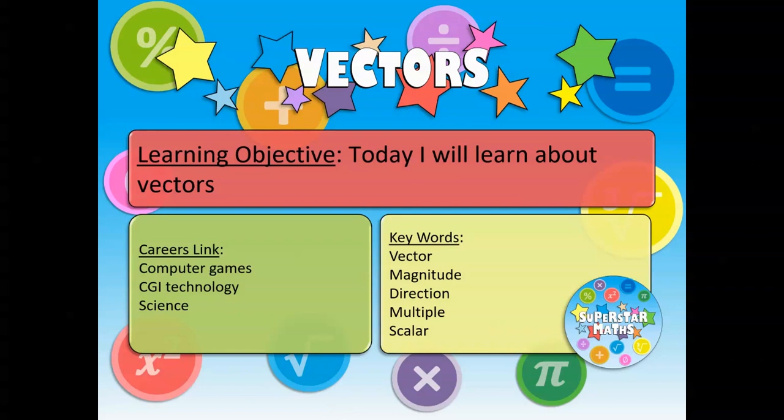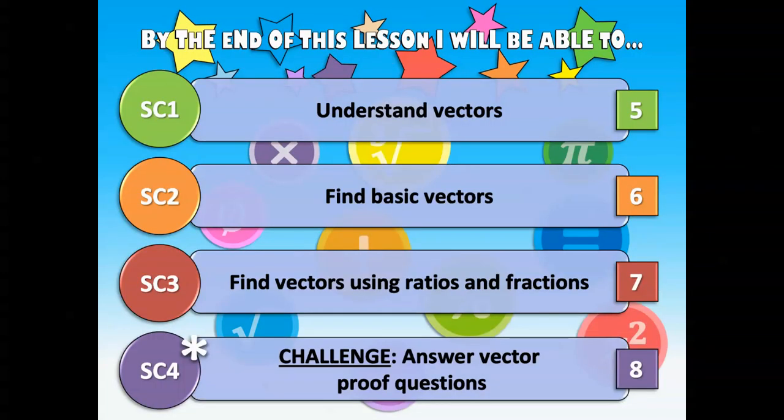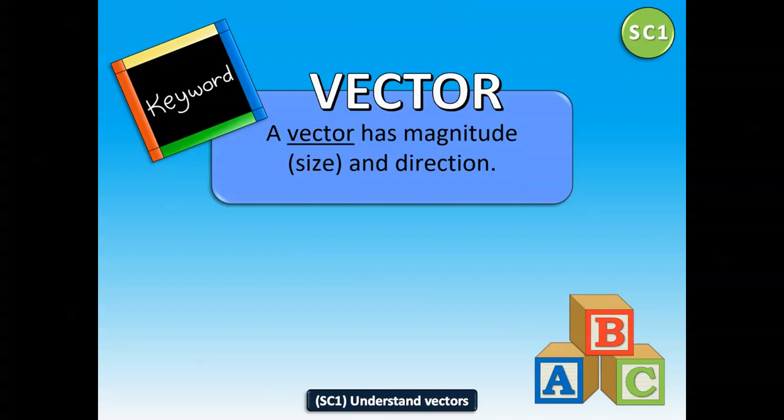Hi guys, welcome back. Today we are going to learn about vectors. We've got 4 success criteria, and the first one is to understand vectors. So a vector has magnitude, which is size, and a direction.